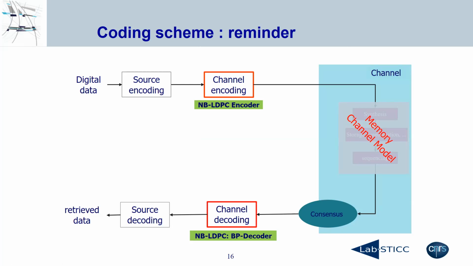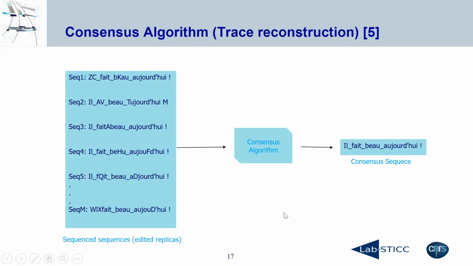So as a reminder, this is the DNA data storage workflow we used, with the purpose to correct remaining errors after the consensus. We assumed at first that only substitutions would remain at this stage, but from our experiments, we observed that insertion and deletion errors could also remain after the consensus stage. So one of the main parts of our decoding scheme is the consensus algorithm, or trace reconstruction algorithm, where a consensus sequence is reconstructed from edited replicates of the same sequence.